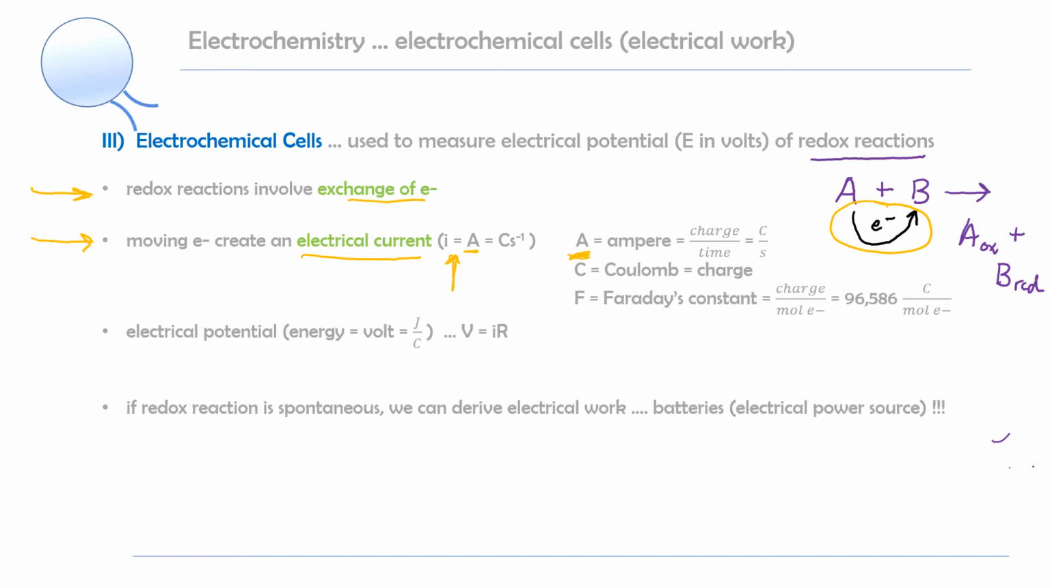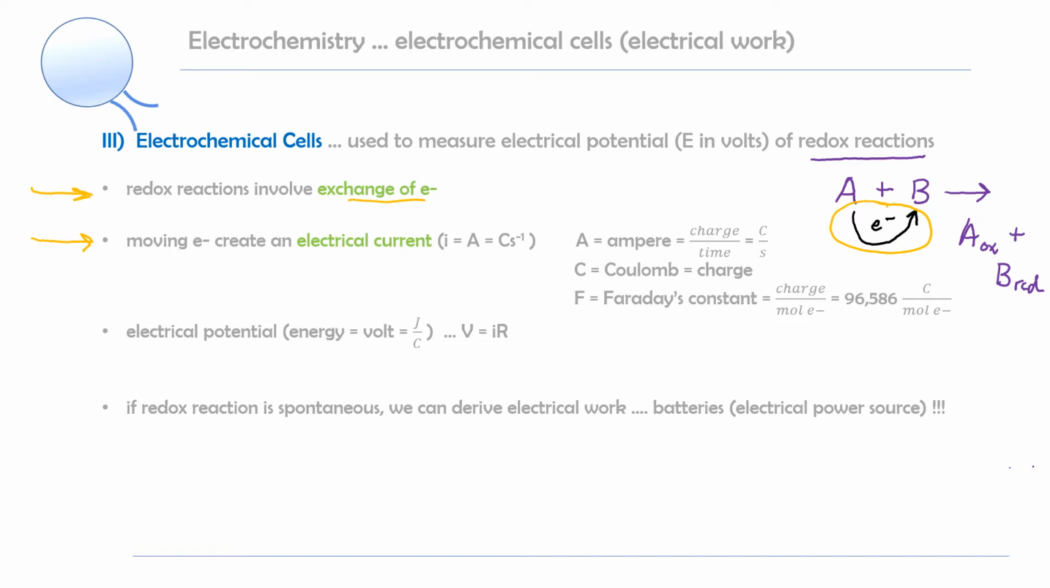And a related parameter, which is going to be important and used extensively in later problems, is Faraday's constant, F, which is the charge on 1 mole of electrons. So that's going to have a value of 96,586 coulombs per mole of electrons. So let's just tuck away that information and then come back.